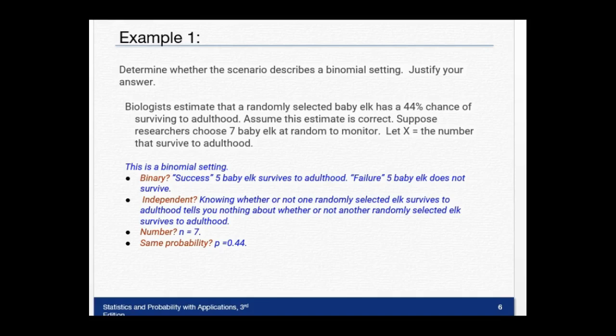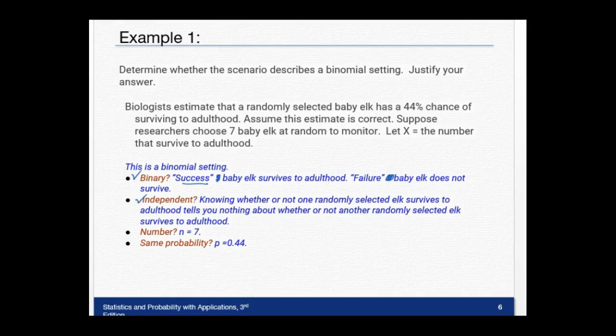So we have to decide, is it binomial? We take it through the BINS checklist. First, is it binary? Is it a success or failure? Yes, a success is that a baby elk survives to adulthood. A failure is that a baby elk does not survive. Next, is it independent? Knowing whether or not one randomly selected elk survives tells you nothing about whether another randomly selected elk survives. So survival is independent between the elk.